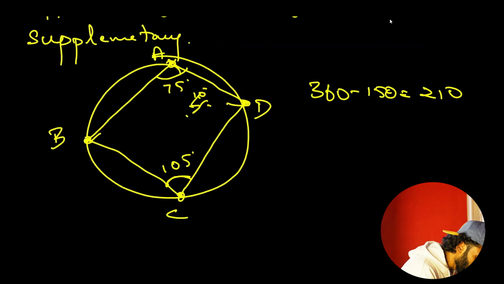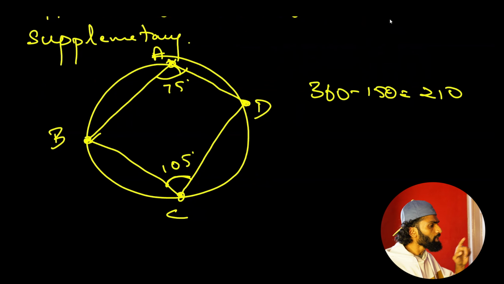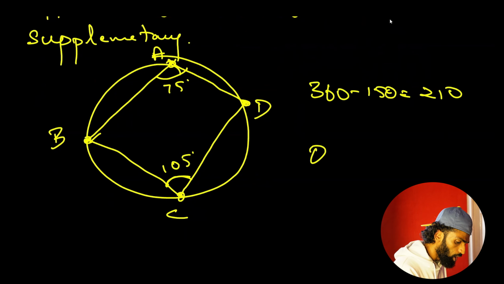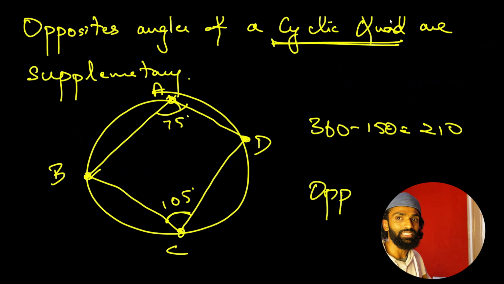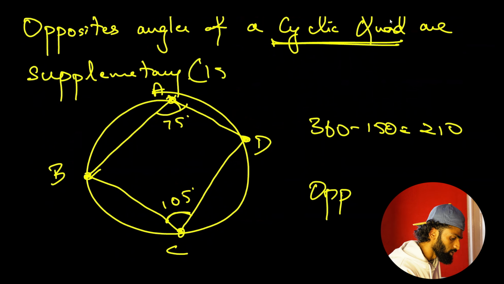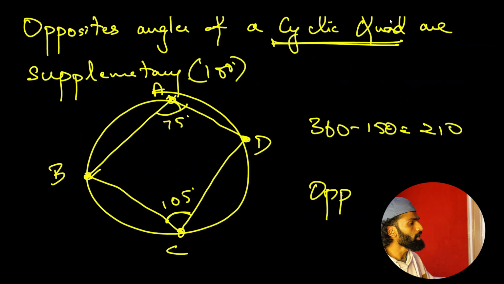Now, only focus on the 75 and the 105. Don't you think both of them are opposite angles? Opposite angles. That's what the theorem says. It says that opposite angles of a cyclic quadrilateral, not quadrilateral, but a cyclic quadrilateral, are supplementary. The meaning of supplementary, everybody knows, is equal to 180 degrees. So you add angle C plus angle A, you will be getting 180 degrees.